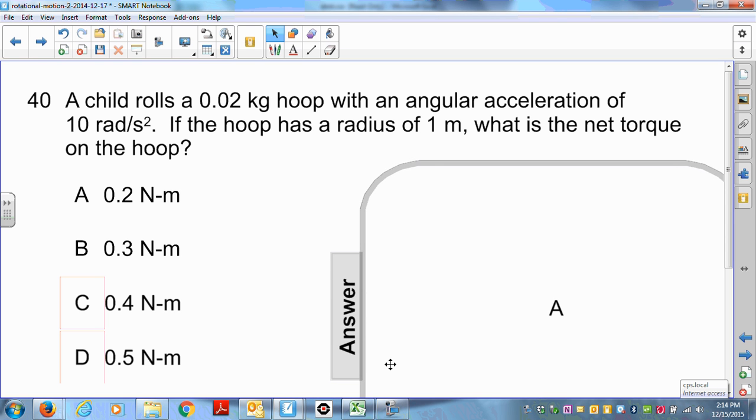We take I alpha. We find the moment of inertia for a hoop, which is mr squared. Then you have the angular acceleration, so you multiply I times alpha.